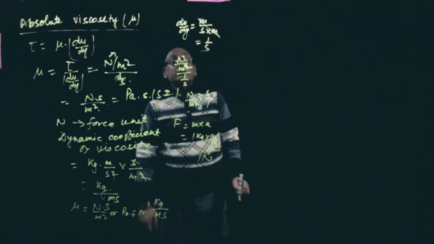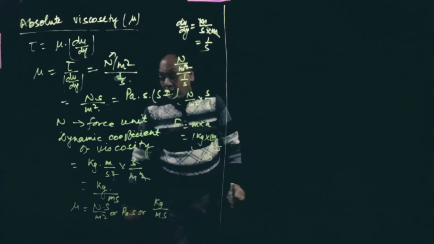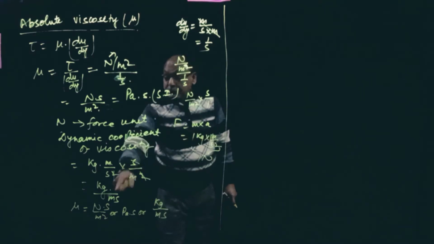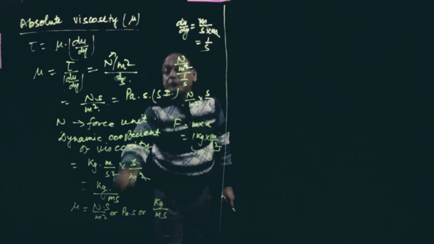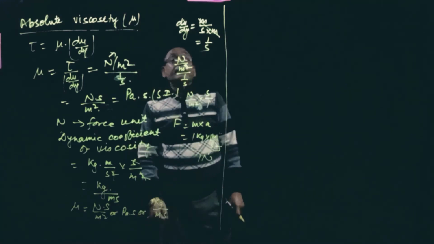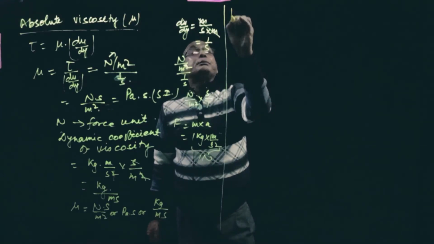Now, they will not give you the unit of absolute viscosity in a unit like Newton second per meter square. They will not give you that. How will they give you? They will give it in the CGS system. So they will give you Poise.